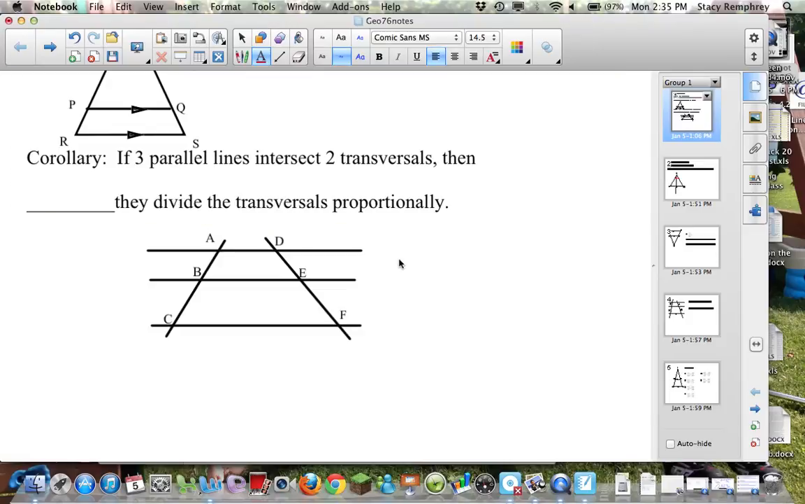And this is just saying, if I put another one here, that if AD is parallel to BE, which is parallel to CF, we're going to use those double lines as our parallel symbols, since that's a little difficult for me to do. Then AB over BC is equal to DE over EF. That's all that's saying.